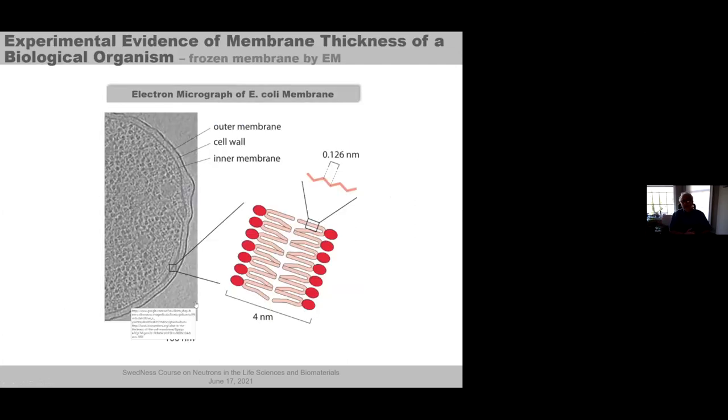So, interesting. The thickness of a membrane in a cell is basically our knowledge of it. We don't have any techniques really to measure angstrom or nanometer resolution features of biology in a living system.